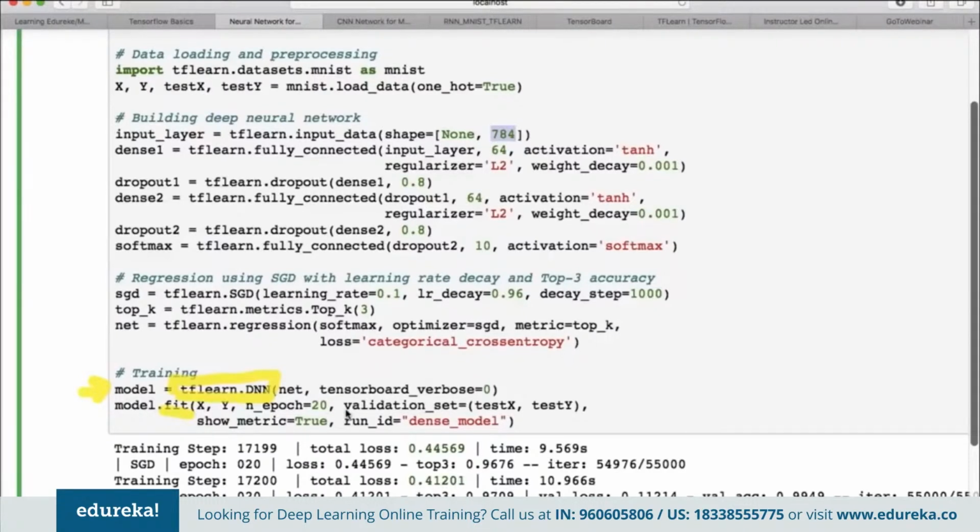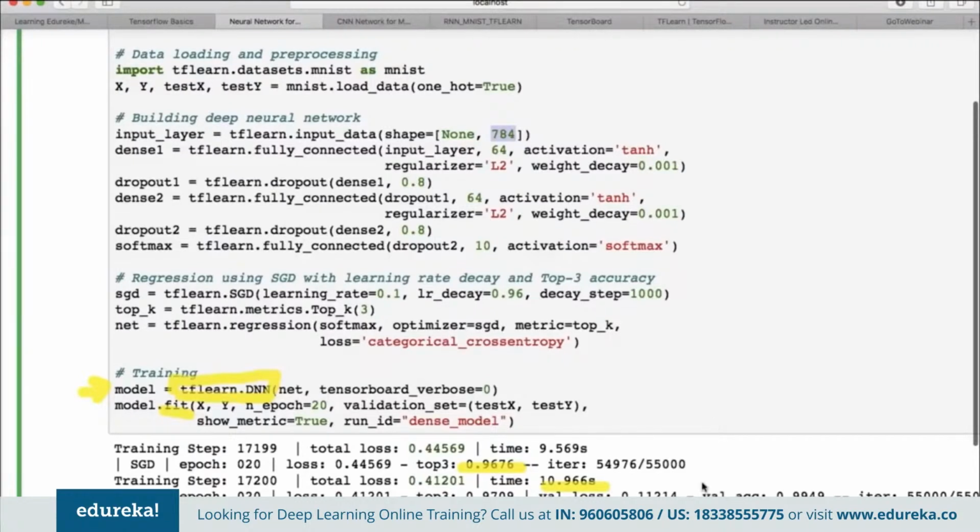Number of epochs is the number of times you need to run it. Validation sets are test X and test Y, show metric equal to true, and you can give it the model name as dense model. It'll run for as many iterations and give you all the statistics like top 3 accuracy, how much it was, and top 3 on training for the first one, and then how much time it took to run, around 10.9 seconds.